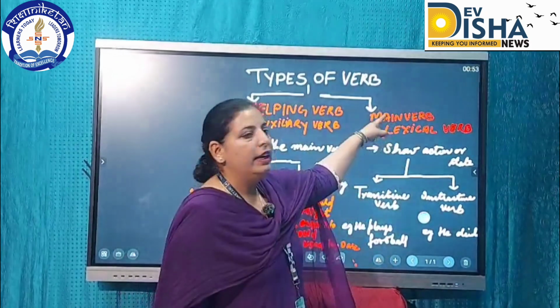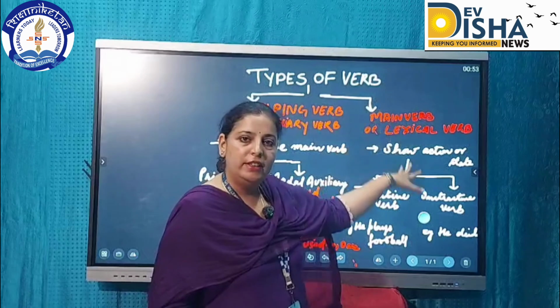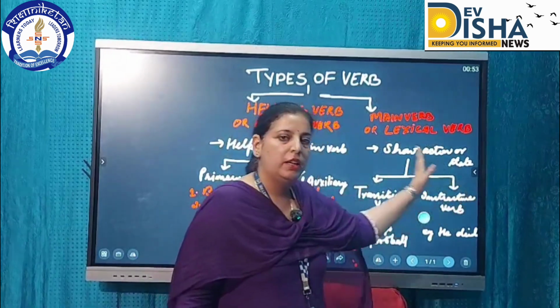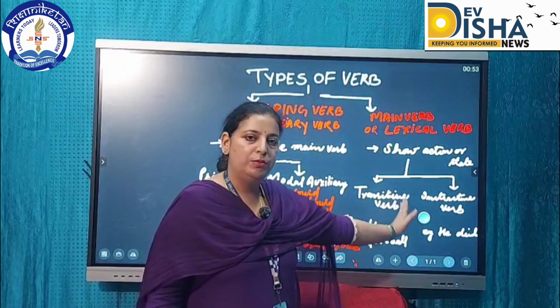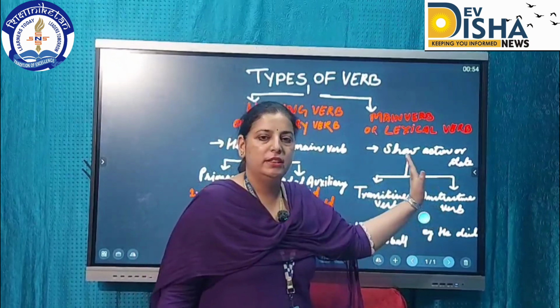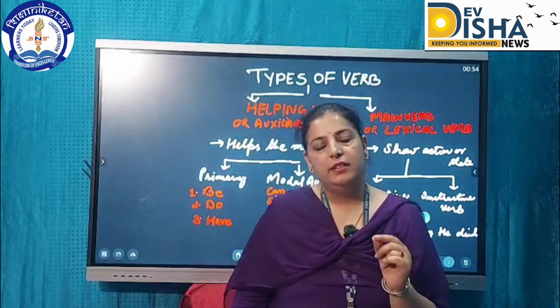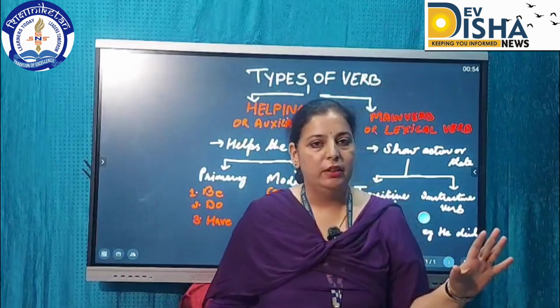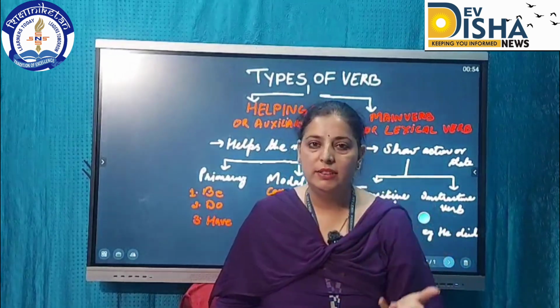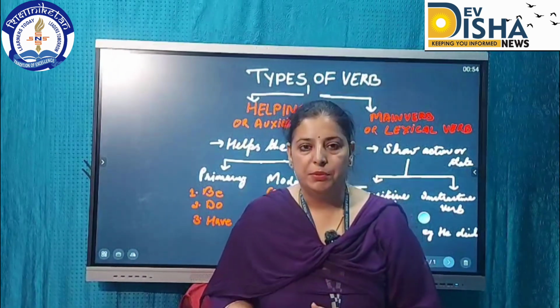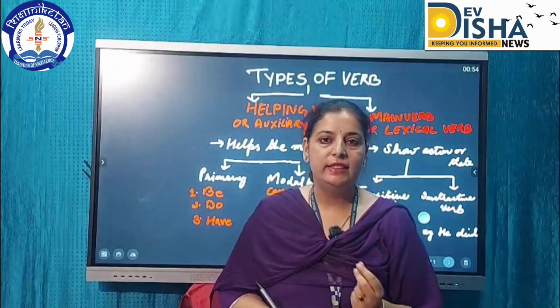Main verbs in English are further divided into two parts: transitive verbs and intransitive verbs. Transitive verbs have an object and intransitive verbs don't have an object. Here we have to understand one more thing: main verbs are infinite in number, or we can say thousands in number. Every day there is an addition in main verbs.